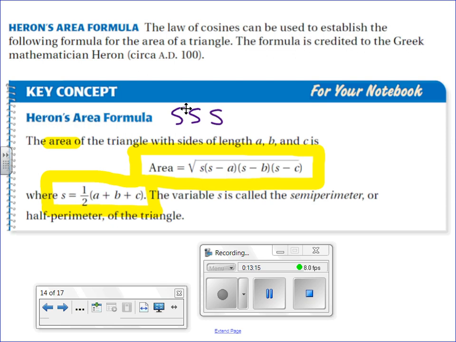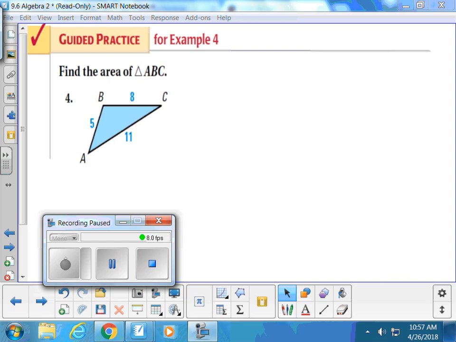Then you'll use that S value in this huge, huge, huge square root problem. That is S, S minus A, S minus B, and S minus C. It's not as hard as it looks. I know it looks super long and complicated, but it's pretty easy. So once you write the formula down, we'll try one of them.